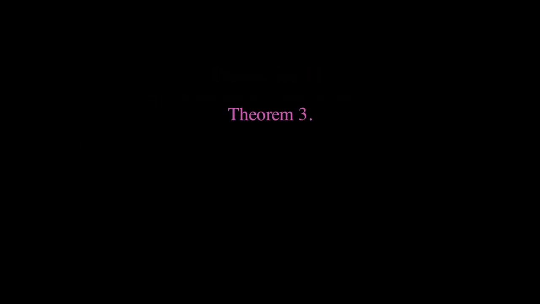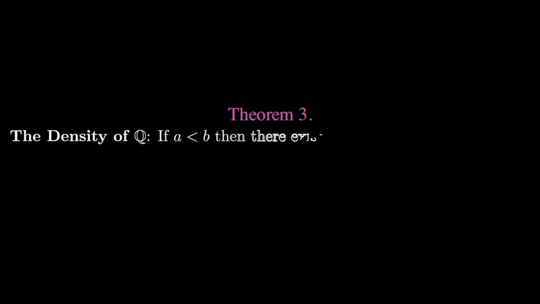Our third theorem is the density of the rationals. If a is strictly less than b, then there exists a q in the set of rationals such that q is strictly between a and b.